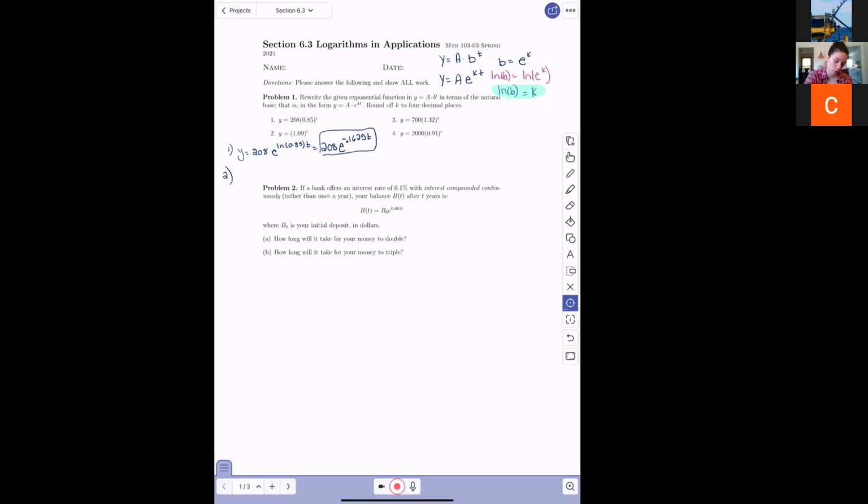All right, problem 2. Here our initial condition is 1. So we have y equals, you don't have to write the 1, but 1 times e to the power of the natural log of b, the natural log of 1.09 times t. So someone in your calculator, let me know what the natural log of 1.09 is.